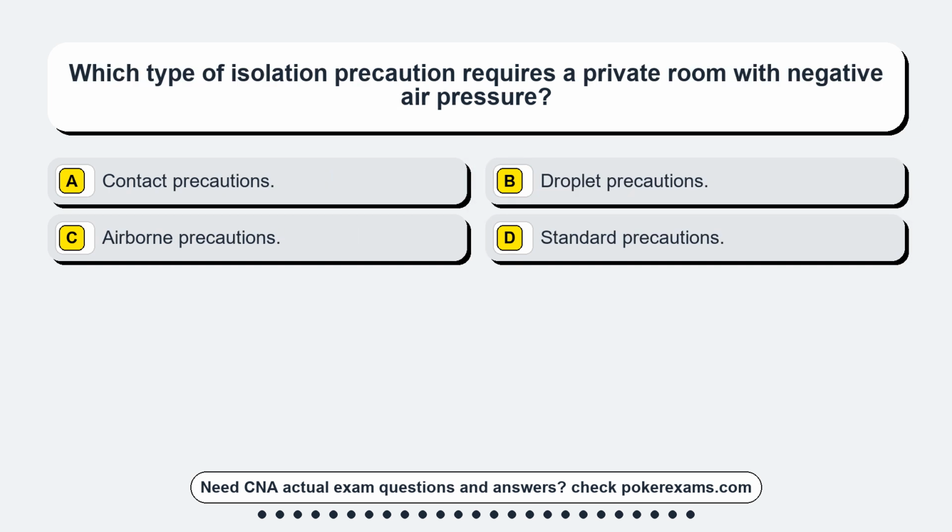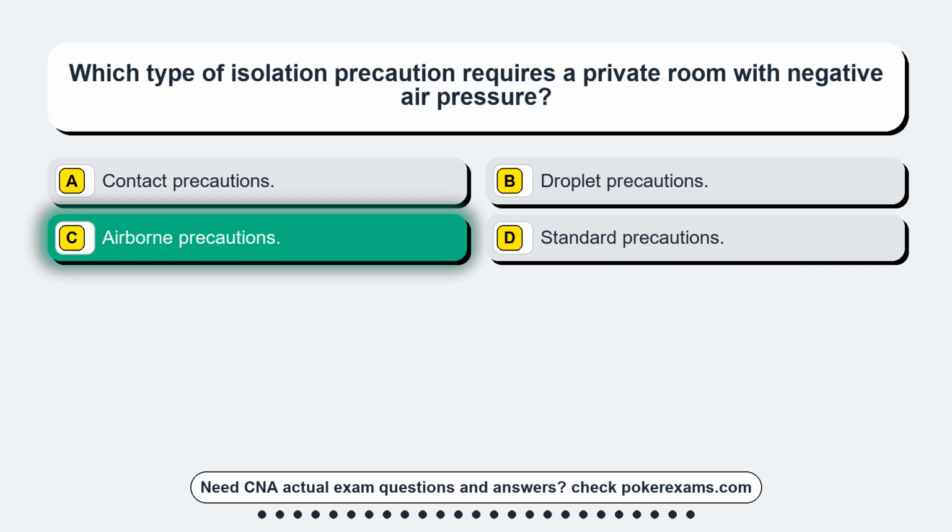Question 10. Which type of isolation precaution requires a private room with negative air pressure? Option A, contact precautions. Option B, droplet precautions. Option C, airborne precautions. Option D, standard precautions. The correct answer is Option C, airborne precautions.